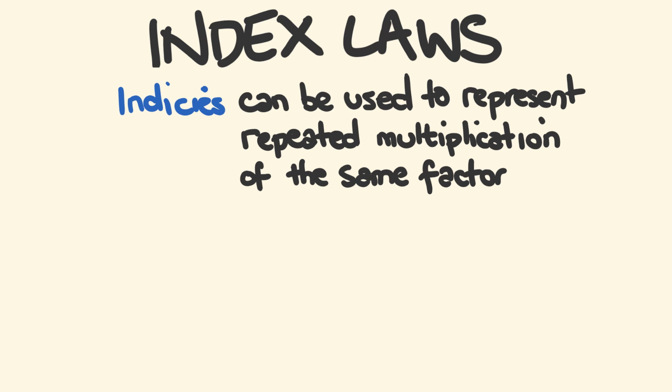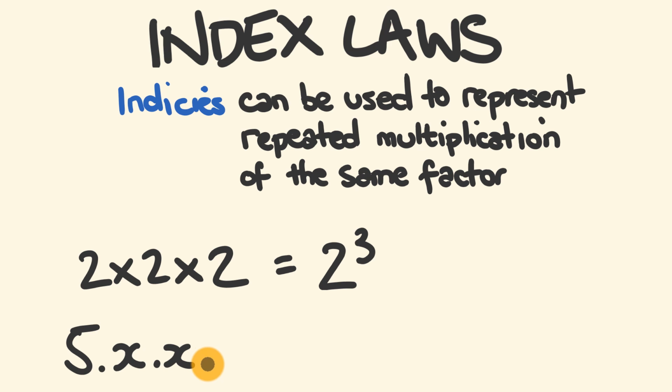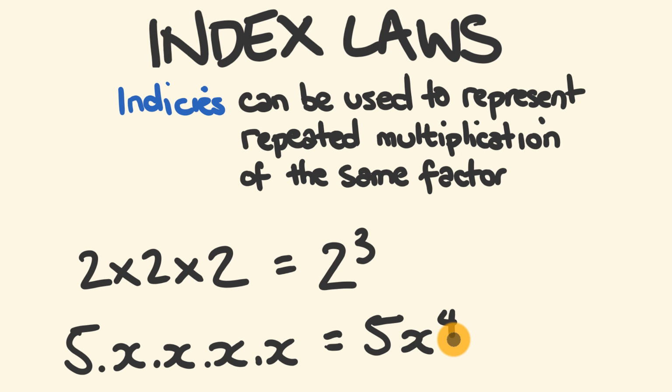Say for instance, we had something like 2 times 2 times 2 times 2. This would be equal to, in index form, 2 to the power of 4. We're just literally saying we're multiplying 2 by itself 4 times. Or say for example, we had 5 times x times x times x times x. We could write this in index form as 5 times x to the 4. So that's what an index is.